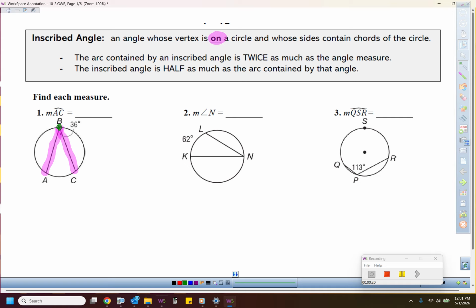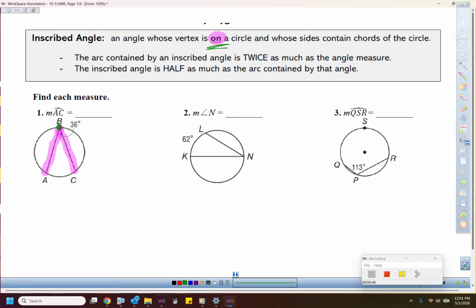Last time, the vertex of that angle was at the center of the circle. Are you with me on that? Not today. Today it is on the circle. But there's 2 other places it could be. That'll be next time: inside the circle or outside the circle. So there's only 4 possible places. Where is the vertex of this guy? Inside, outside, on, or center? You guys tell me. The answer's on.